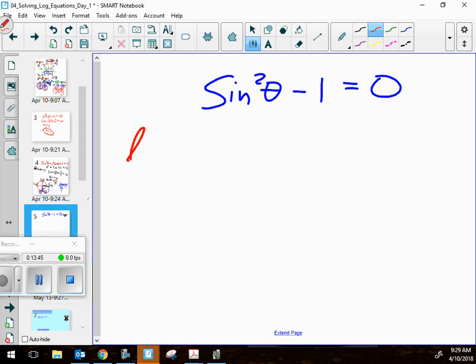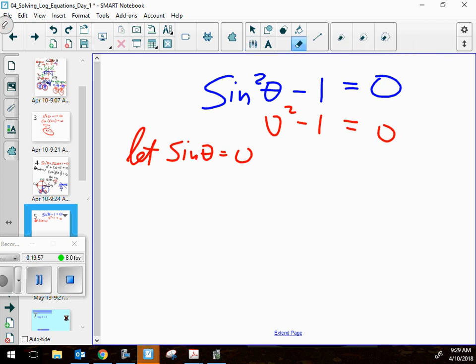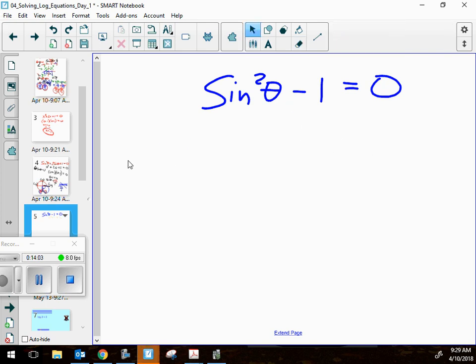You can say, let sine theta equal u, and then you can write it as u squared minus 1. But you don't have to. If you want to write it with sines the whole way, and just say sine plus 1 and sine minus 1, that kind of stuff, you can. So you can do a u replacement, a u substitution, or not. Either way is okay.